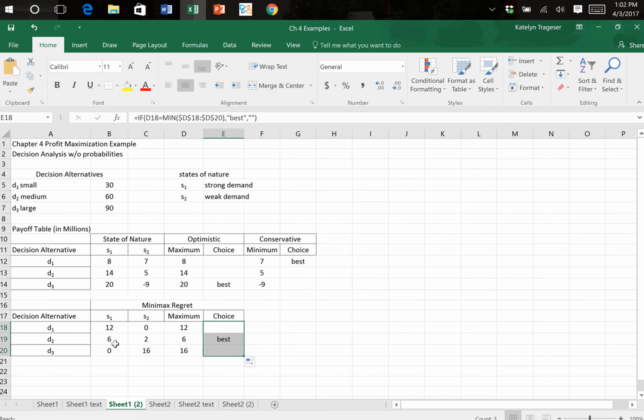Okay, so again, if we look back over here, 6 corresponds to decision alternative D2, a medium complex, with state of nature 1, a strong demand. So again, this is an example from chapter 4 in our text. We looked at the optimistic approach, the conservative approach, and the Minimax Regret approach to perform decision analysis without probabilities and maximize our profits.